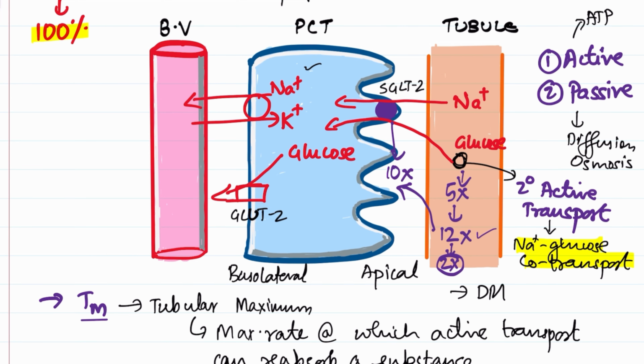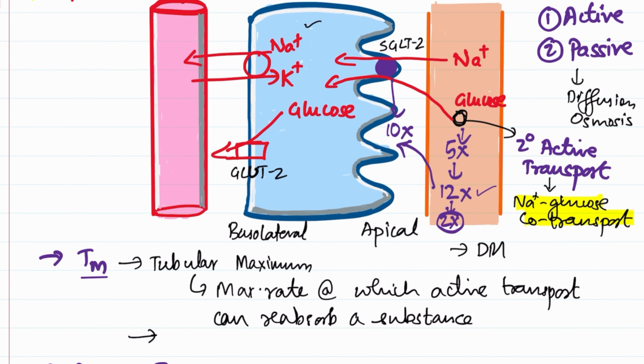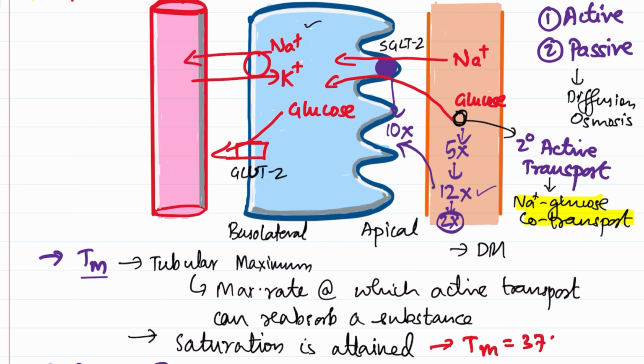Or in other words, when transport maximum is attained, we enter into a state of saturation. That is, all the transporters are used for reabsorption. So in diabetes mellitus, the glucose that is filtered is greater than the transport maximum. Now what is the normal value of transport maximum? The normal value is 375 milligram per minute in males, and in females it's 300 milligram per minute.